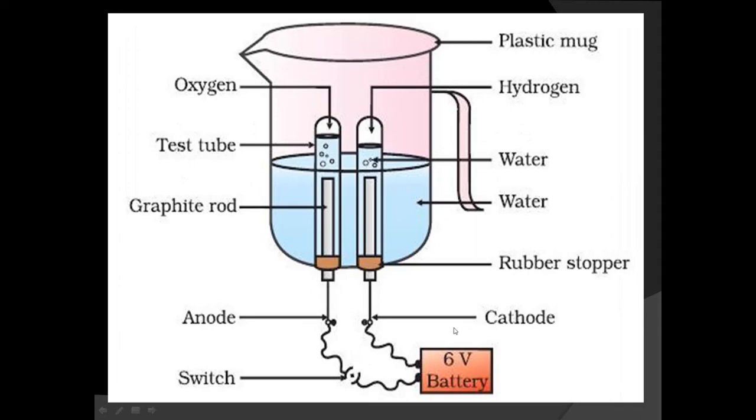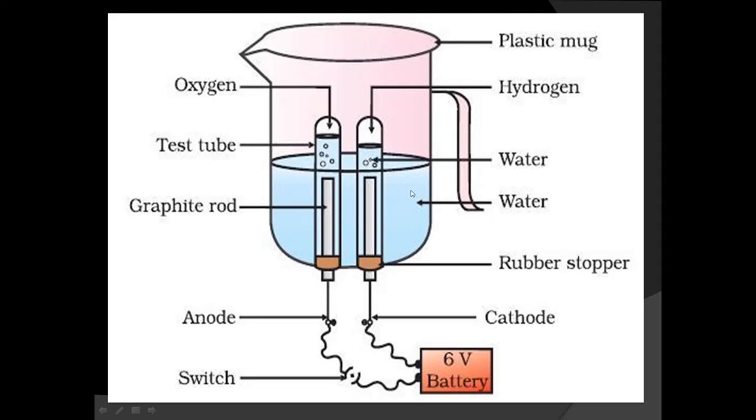This is a very important diagram from the examination point of view, children. This diagram can be asked for 2 or 3 marks in the exam. This is electrolysis of water. Schematic diagram showing electrolysis of water. It is a very simple diagram.